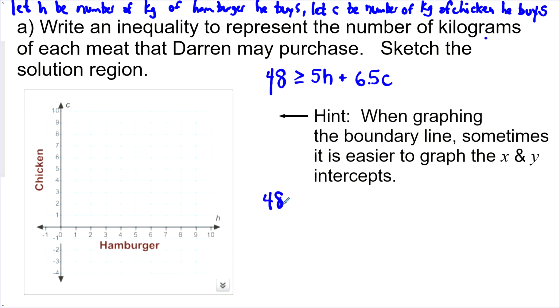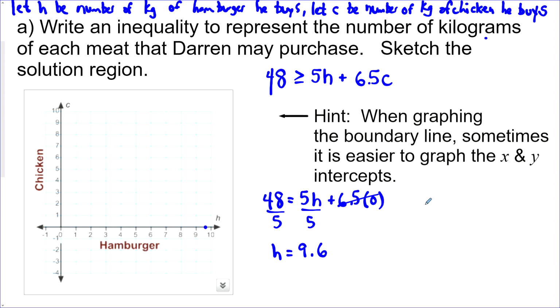So 48 equals 5h. What happens if I buy 0 kilograms of chicken? Then I will be here on the x-axis, or the h-axis in this case. So I'm going to find the h-intercept here by putting in 0 for c. That's gone. Divide both sides by 5, and we get h is equal to 9.6. Oh, 9.6, we can mark on here, there's 9.5, 9.6, sure. Let's do the other one.